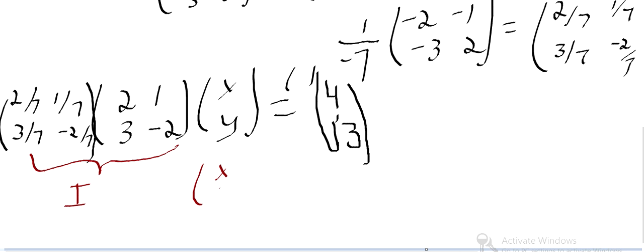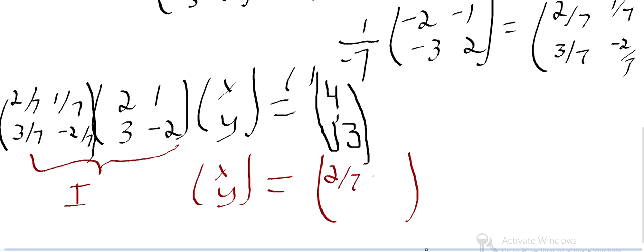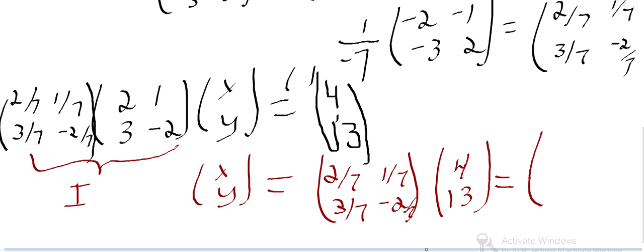So we've got the identity times xy, which just gives xy, equal to the right side, which we multiply out: 2/7, 1/7, 3/7, minus 2/7 times 4 and 13. The first entry is 4 times 2/7, so 8/7 plus 13/7. Doing this in my head, 21/7 is 3. Then 12/7 minus 26/7 is negative 14/7, so minus 2. That's our solution.